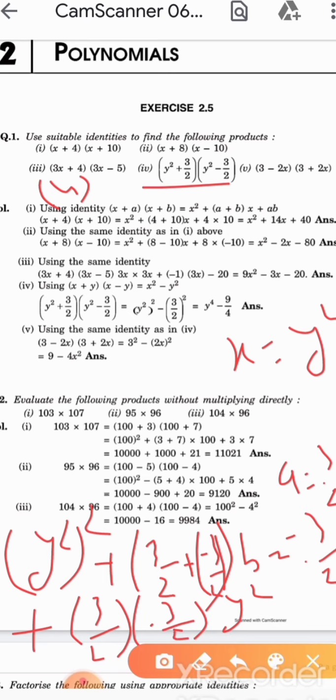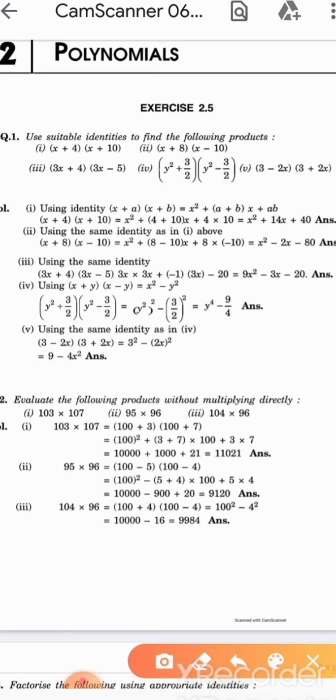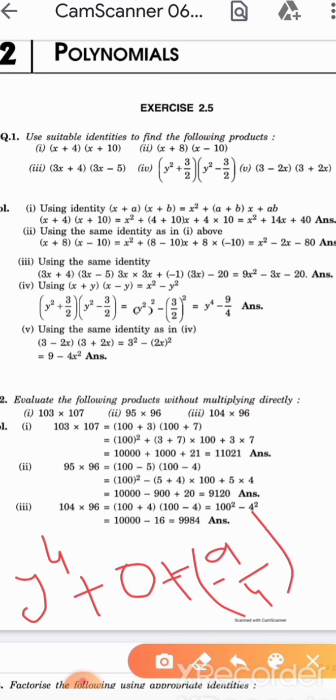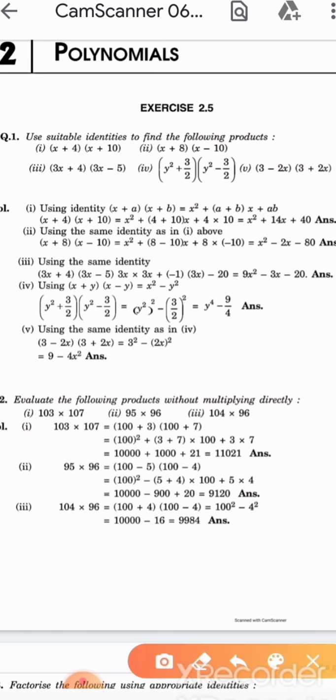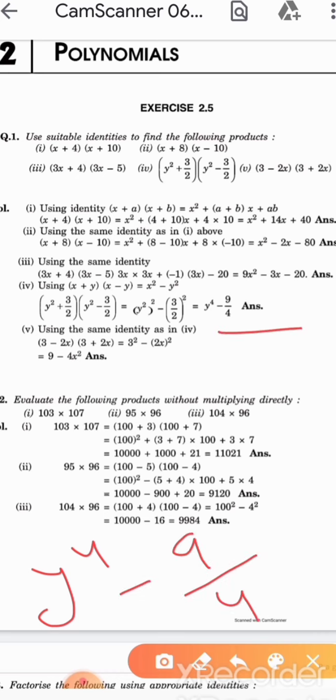Simplifying this step we get y square squared; in multiplication the powers will be multiplied, means 2 twos are 4. Then next the middle term is plus minus, means 3 upon 2 minus 3 upon 2 is 0, and 0 multiplied by y square means the term is 0. And last, multiplying 3 upon 2 into 3 upon 2 means 3 threes are 9, 2 twos are 4, and plus minus minus 9 upon 4. So we write this product as y raised to 4 minus 9 upon 4. This is the answer of our two bracket product.